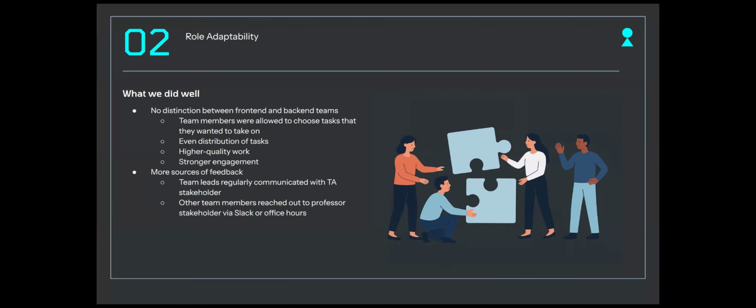Another project highlight was the flexibility of our team roles. We intentionally avoided separating into strict front-end and back-end groups. Instead, team members picked tasks they were interested in, which led to higher quality work and stronger engagement. We also benefited from having multiple channels of feedback: team leads communicating with the TA, and team members reaching out to the professor asynchronously when needed.